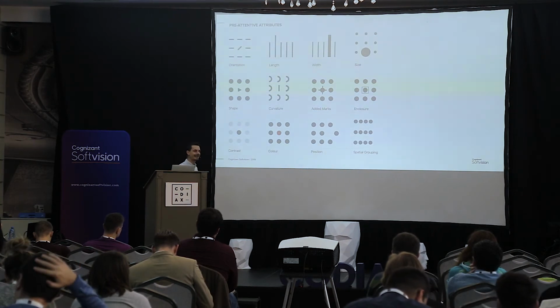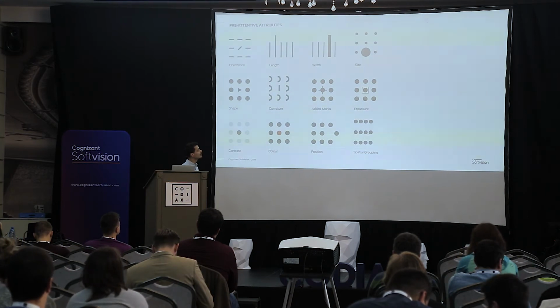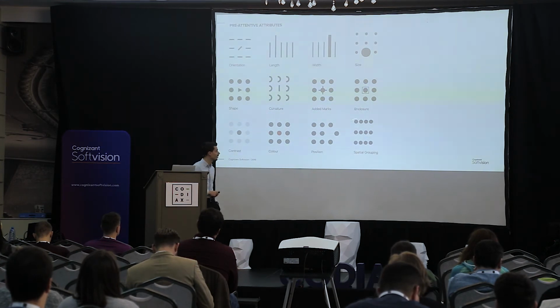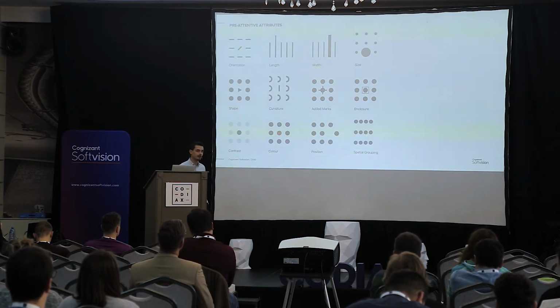I can see the length and compare it. Width, I can see this one is larger. And so on. Size, shape, curvature, added marks, enclosure, contrast, color, position, spatial grouping. These ones refer to the fact that I actually think these ones are together, these ones are together, these ones are together.